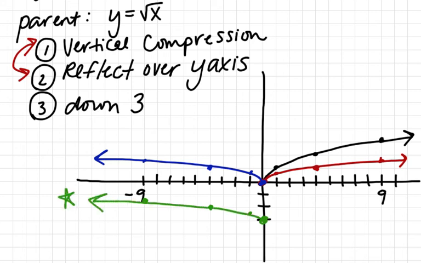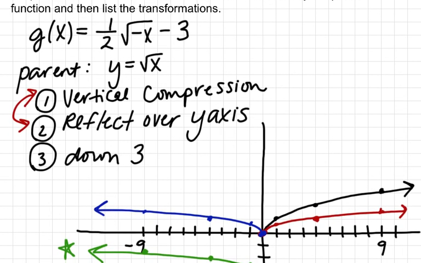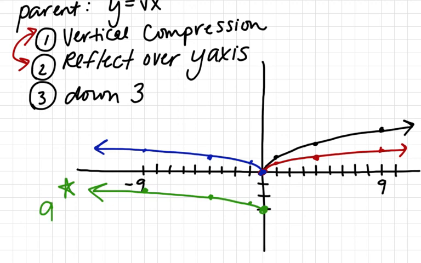And then you can always star your final answer or mark it. The original function up here I had called g of x, so you could just say this is g of x, this is your final function that has had all 3 transformations.